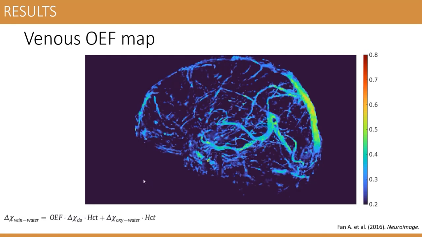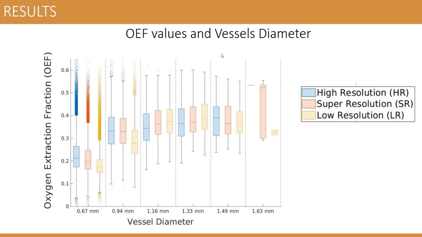Also, we just converted the susceptibility maps to the OEF maps just to show that we were able to map OEF in smaller vessels. And then what we did is to plot the OEF values against the vessel diameters. So again, the brain charter tool that we use for the segmentation is also giving us the vessel diameters. And you can see on the x-axis that there are different vessel sizes that were plotted against the different oxygen extraction fraction values. One of the main points here is that you can see that the oxygen extraction fraction estimation is actually more accurate for bigger vessels. So again, it leads us to the problem of the partial volume.